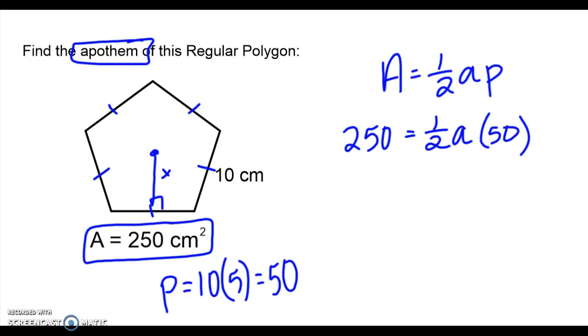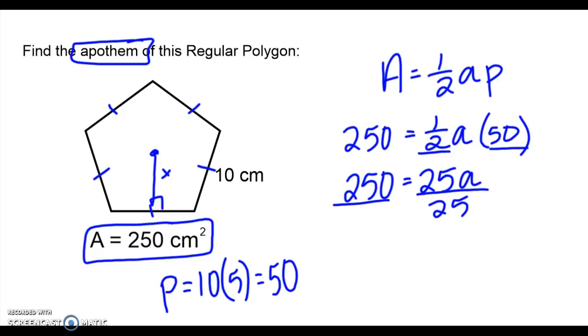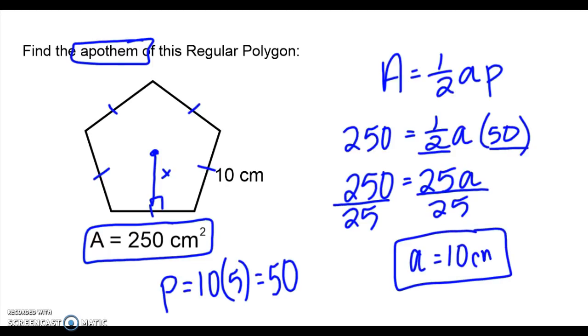Okay, and when I plug this in, solving the little algebra here, I'm going to take the 1/2 times the 50 first. So I get 25A. And then I'm going to divide everything by 25. So when I take 250 divided by 25, I get an apothem to be 10 centimeters.